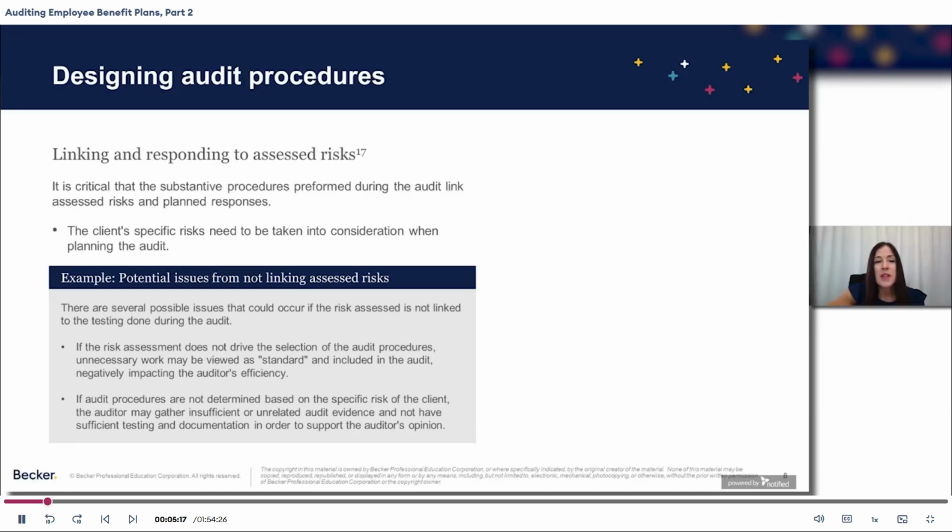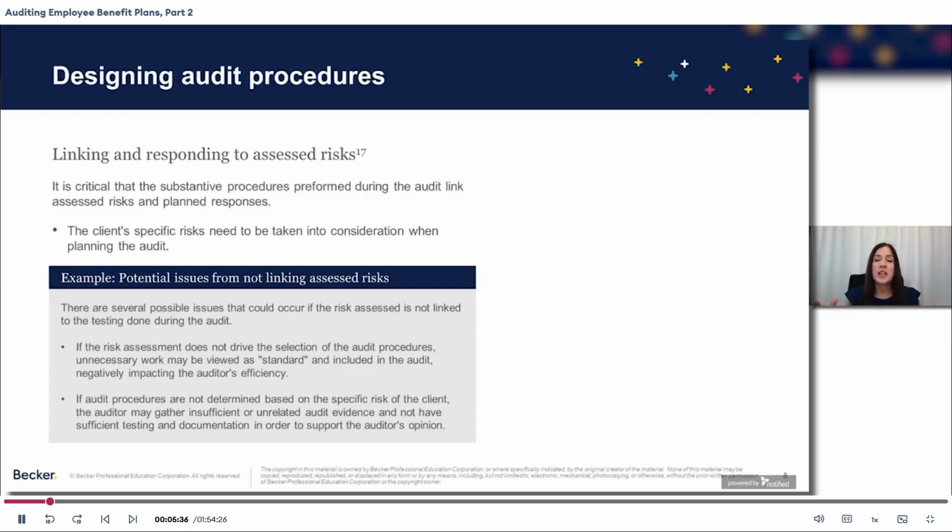The client-specific risks need to be taken into consideration when planning the audit. Yes, there are going to be some similarities from one engagement to the next. For example, considerations related to eligibility, enrollment, contributions.